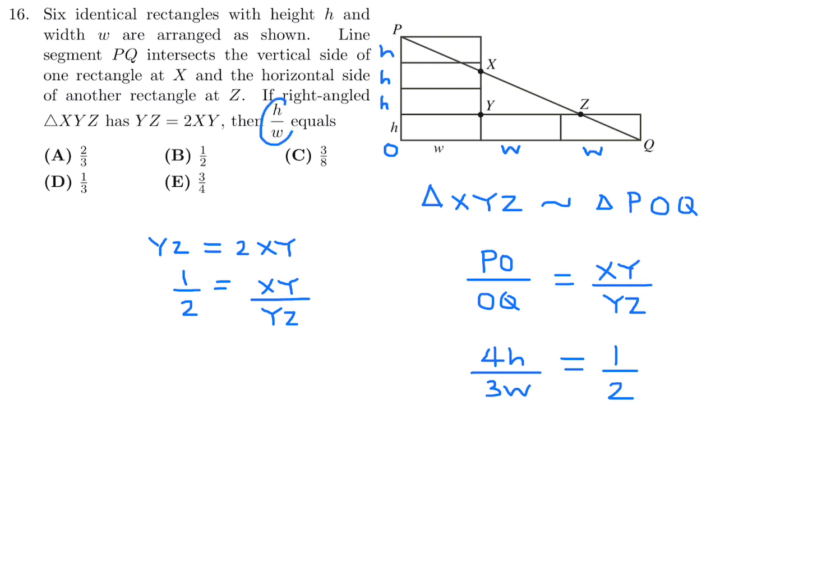So they want us to figure out H over W. So just isolate for H over W. Cross multiply: 3 over 4 times 1 over 2. And that is 3 over 8 is H over W. So 16, the answer is 3 over 8, which is C.